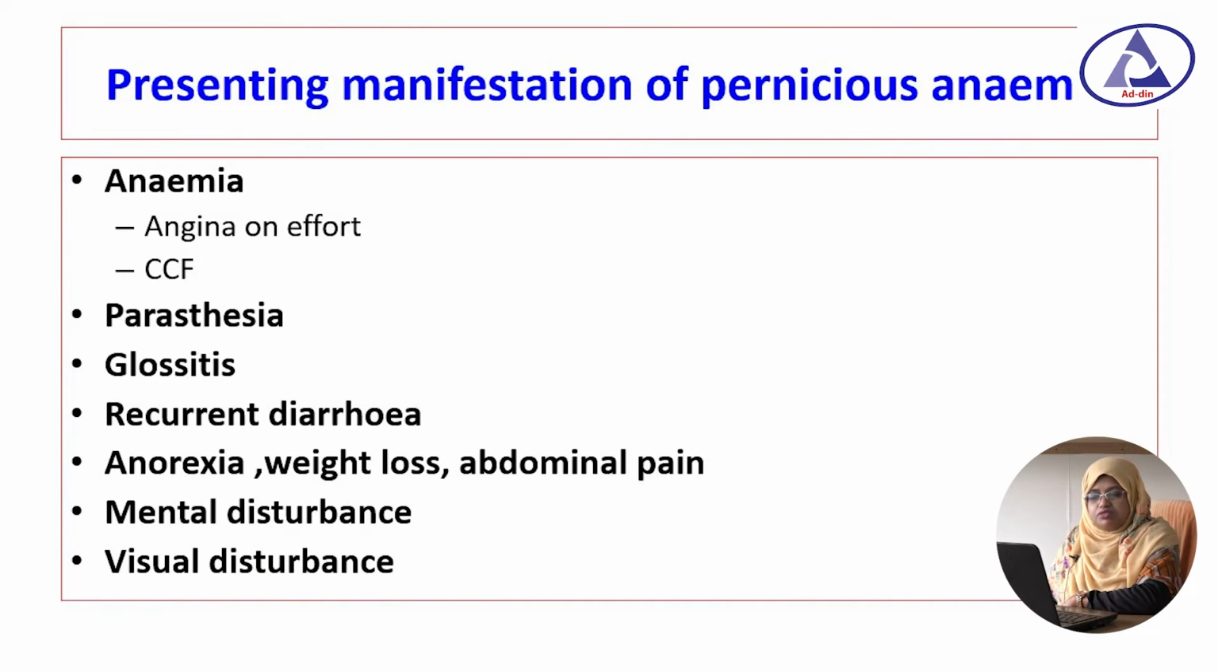What are the presenting manifestations of pernicious anemia? First of all, anemia on effort, and also congestive cardiac failure, then paresthesia, glossitis, recurrent diarrhea, anorexia, weight loss, abdominal pain, mental disturbance, and visual disturbance.